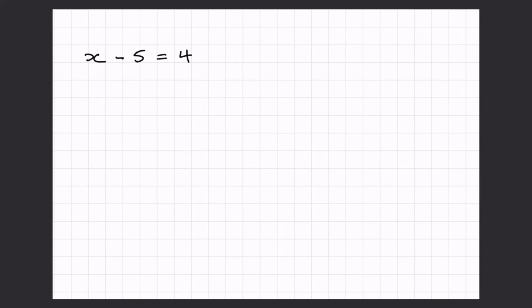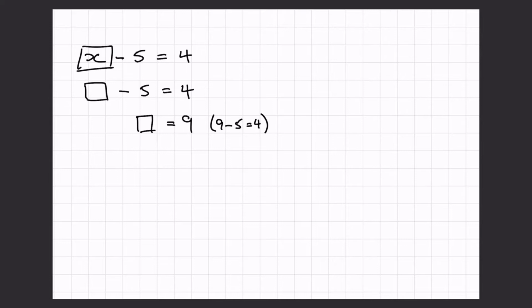The next kind of equation is something that looks a little bit like this. You've got x subtract 5 is equal to 4. The principle is still the same. We put a box around our x. What number, such that if I subtract 5 from it, is going to equal 4? And of course, the answer to that is 9, because we know that 9 subtract 5 is equal to 4. So x must equal 9. So that's the solution to our equation x subtract 5 is equal to 4.